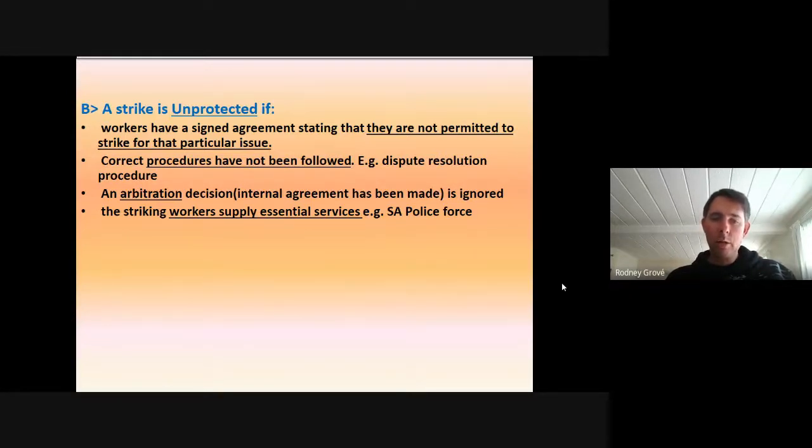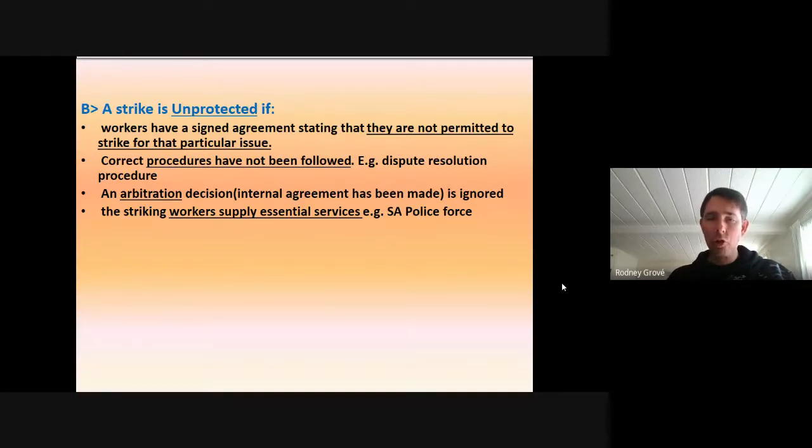Striking workers who are part of essential services, such as the police force, nurses, etc. So if you're an essential service worker, you are not allowed to go on strike. It's as simple as that.